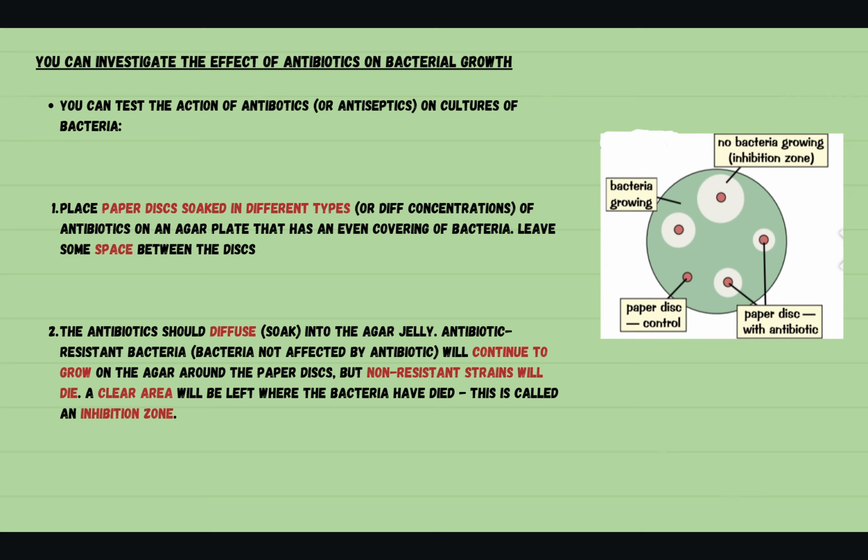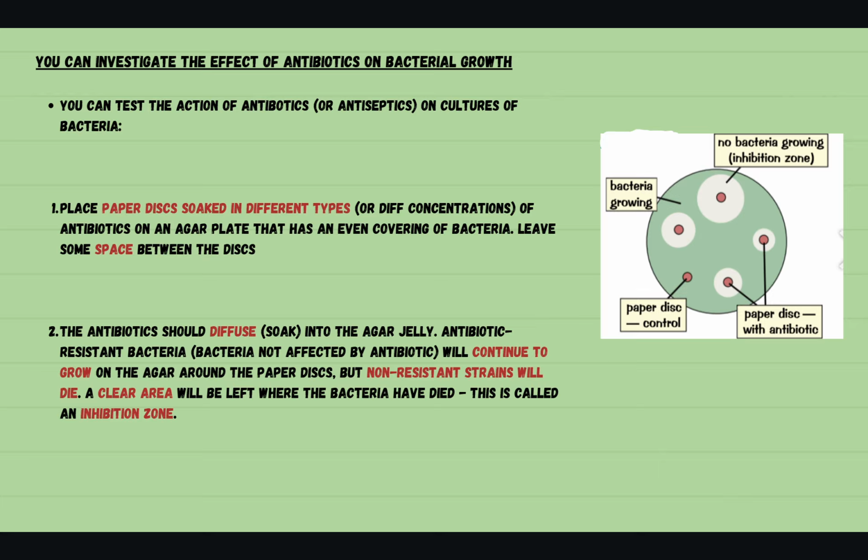So you can investigate the effect of antibiotics on bacterial growth. You can test the action of antibiotics or even antiseptics on cultures of bacteria. What you do is you place paper discs soaked in different types or different concentrations of antibiotics on an agar plate that has an even covering of bacteria. Leave some space between the discs. Then the antibiotics should diffuse, or soak, into the agar jelly.